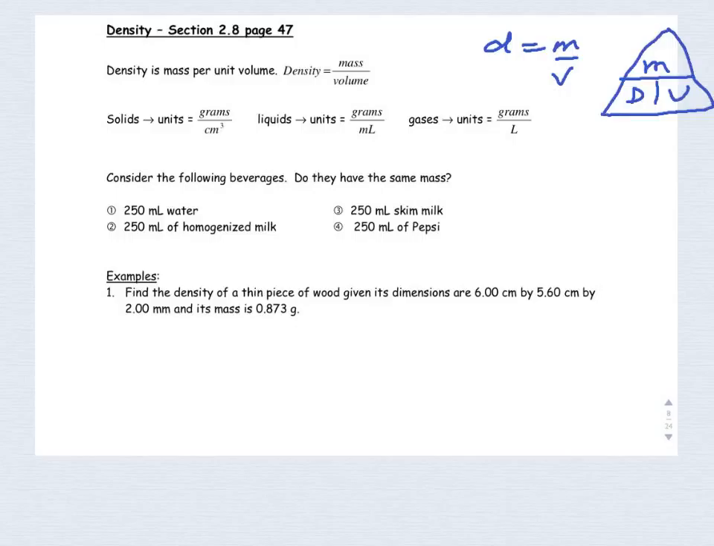Looks like this. If you cover up the m, then you can find the mass by doing density times volume. If you cover up the v, what you're left with, the volume will be found by taking your mass and dividing it by your density. If you want to solve for your density, clearly we already know that's mass divided by volume.